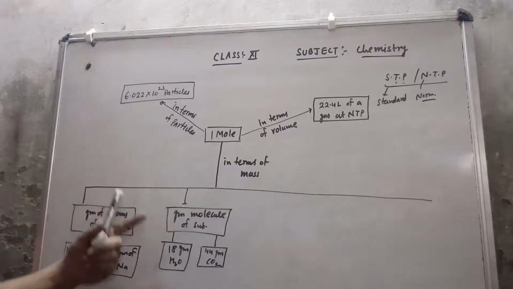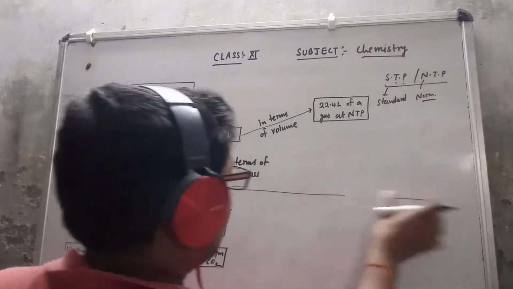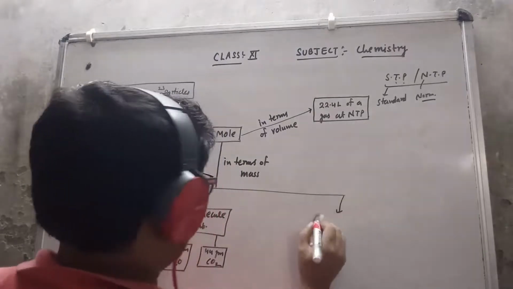Suppose water is there, then its molecular mass is 18 gram. Same, it is also equal to formula mass of substance. It can be equal to formula mass of substance.